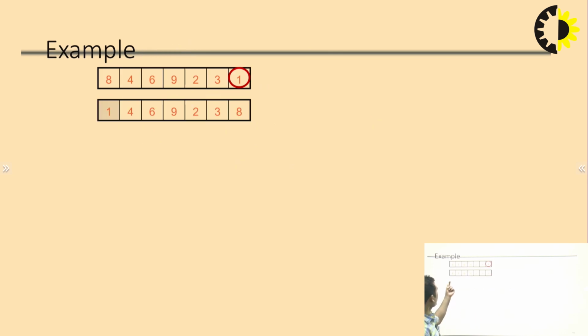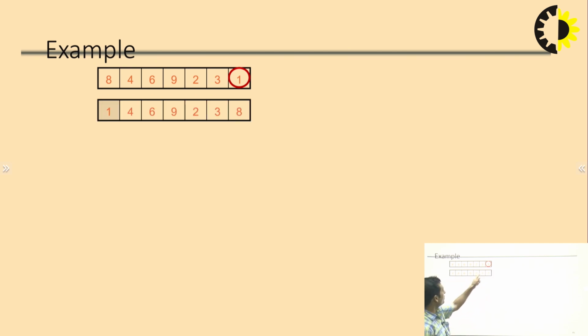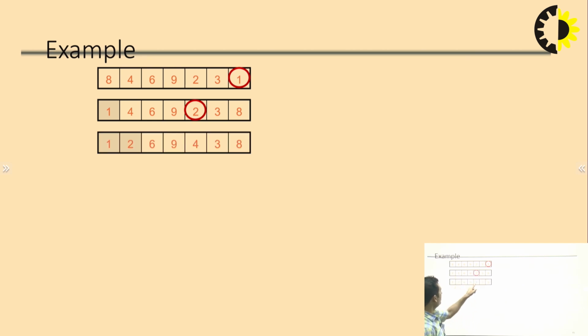Now the next position is the second position, where we have 4. Now the remaining elements are 4, 6, 9, 2, 3, 8. So what is the smallest element in this remaining part? That is 2. So pick the 2 and 4 and exchange them. Now this is the sorted part, highlighted, and this is the unsorted part, unhighlighted.